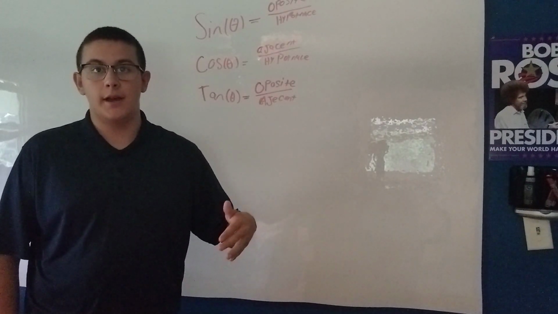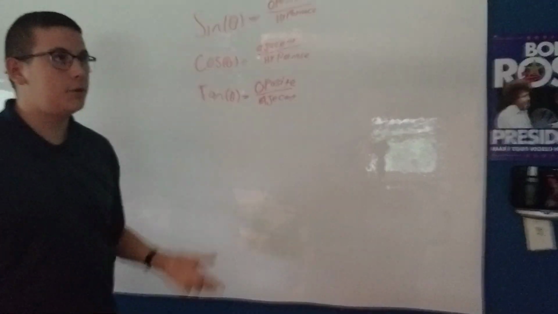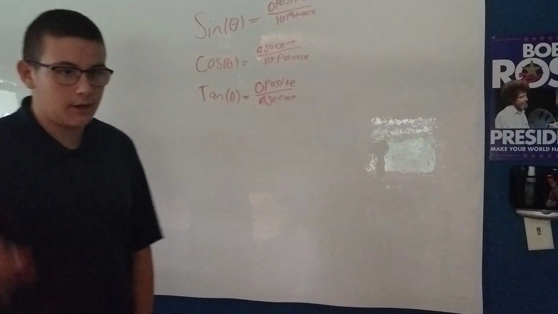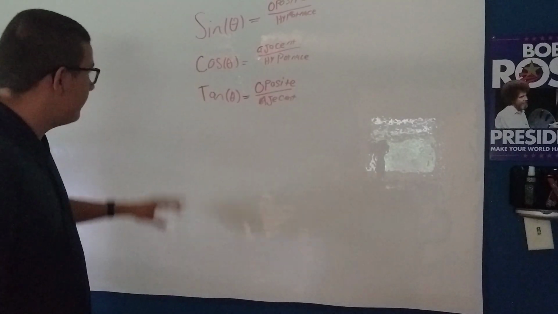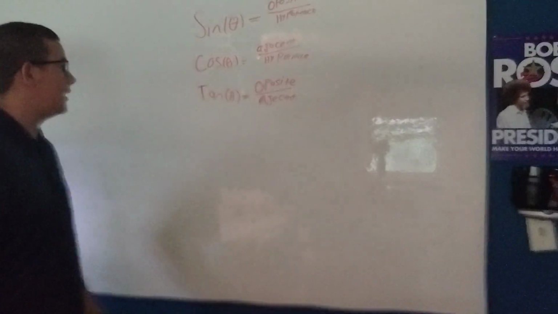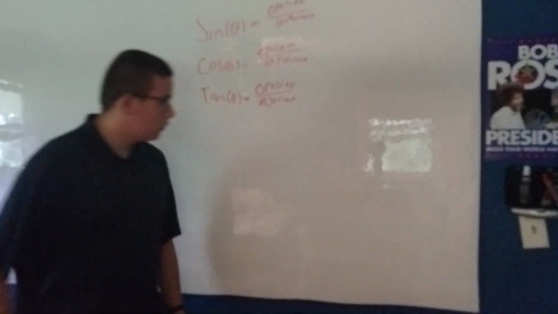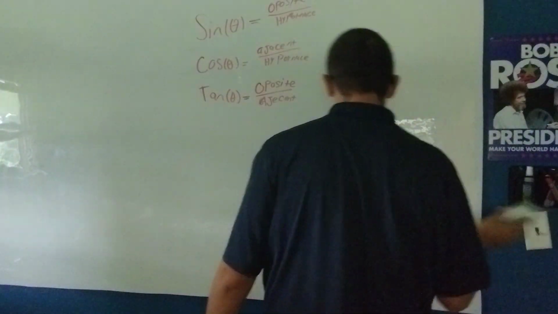But no, you can do this with other triangle types. You just don't use these. You have to alter them, use different trigonometric identities and all kinds of stuff. But I'm not going to get into that in this video. We're just going to stick to sine, cosine, tangent. Like that. So let me show you. We'll go through a couple examples here.